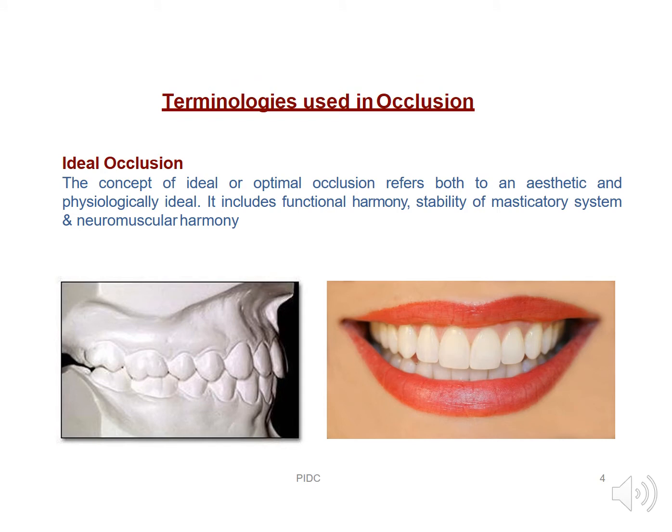These are the terminologies used in occlusion. First, ideal occlusion. What is ideal occlusion? The concept of ideal or optimal occlusion refers both to an aesthetic and physiological ideal. It includes functional harmony, stability of the masticatory system, and neuromuscular harmony.